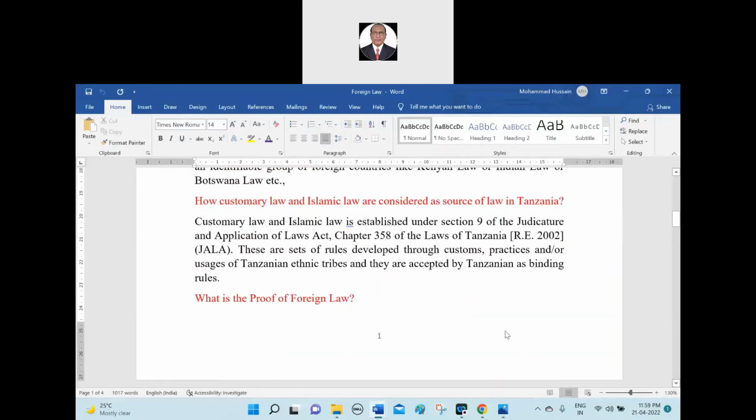So now let us see how customary law and Islamic law are considered as a source of law in Tanzania. Because there is a Jala there. I don't know how many people know. What is Jala?